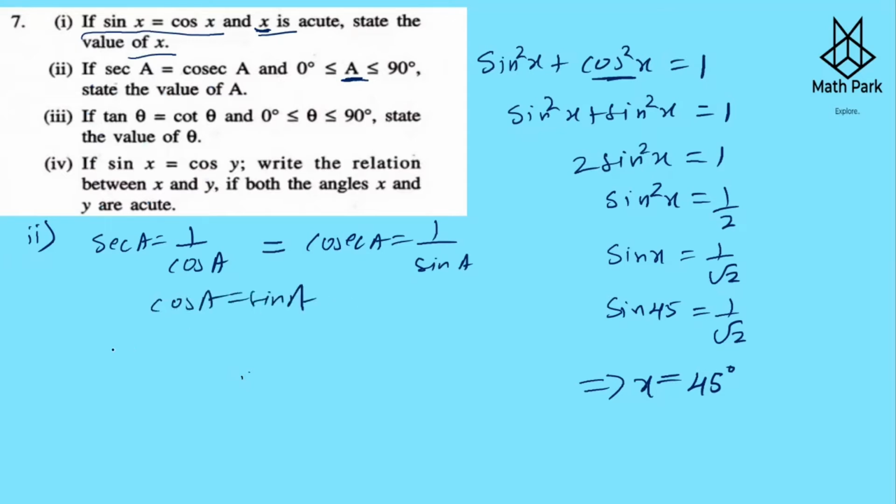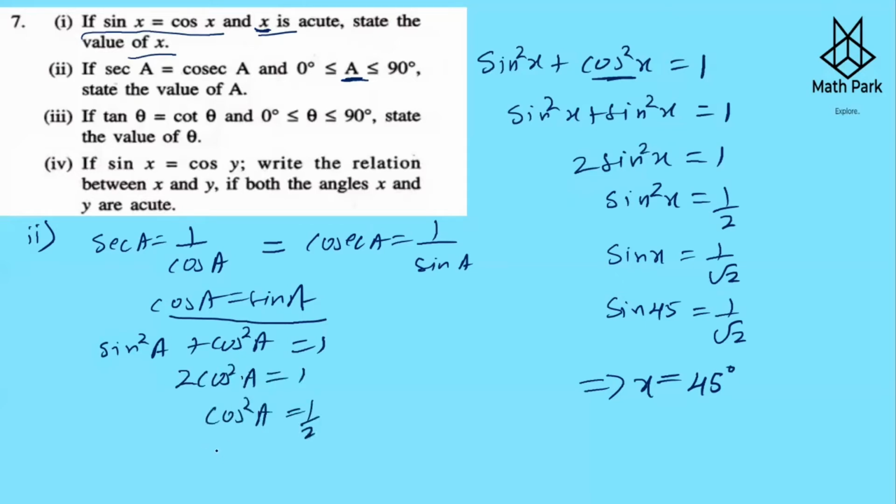And using this, we follow the same process as we did in the first. We get sin square A plus cos square A is equal to 1. Since cos A is equal to sin A, we get 2 cos square A is equal to 1, or cos square A is equal to 1 by 2. Let us take the square root on both sides. So we get cos A is equal to 1 upon root 2. Now we know that cos 45 is equal to 1 upon root 2. This implies A is equal to 45 degree.